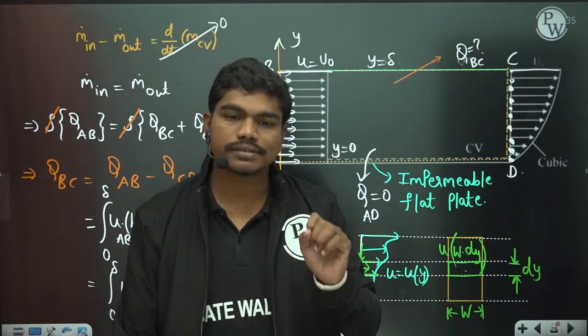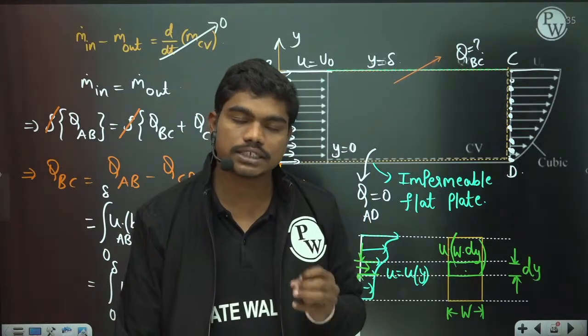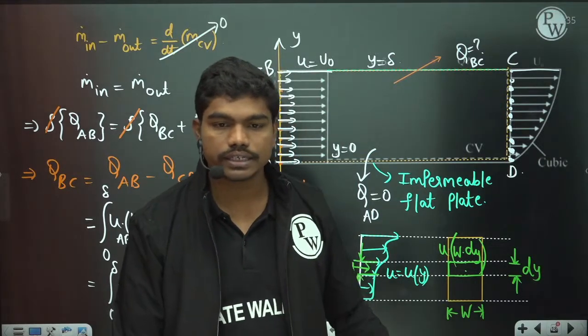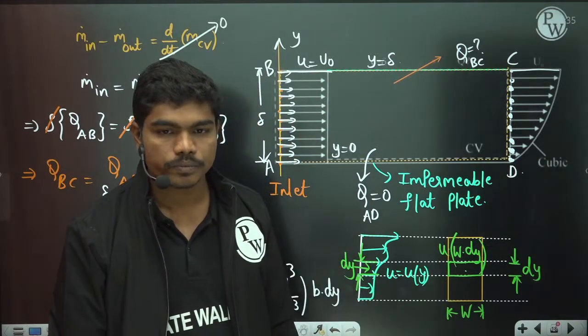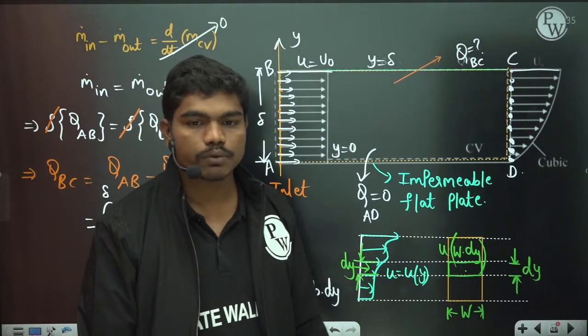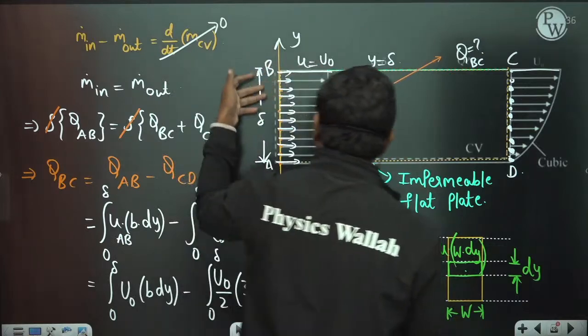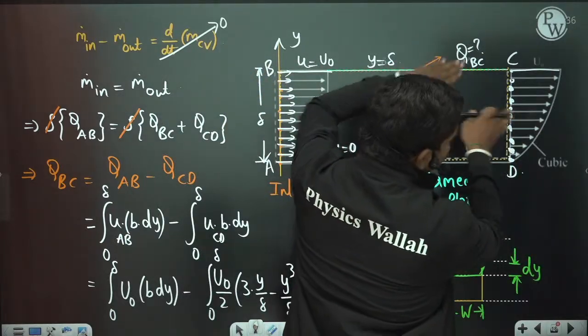Losses are there, but right now there is no loss of mass. Mass is always conserved. Clear? There is loss of momentum and all, but that is not the case here. Yes, there will be different discharges. So this discharge, which is coming here, should pass through these two phases.